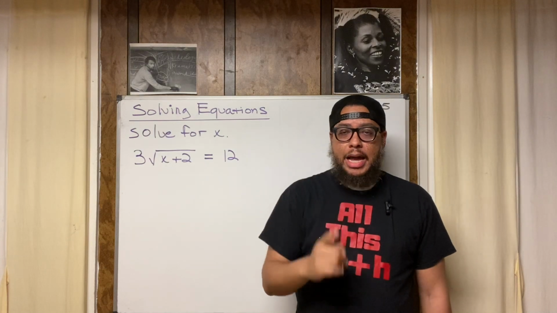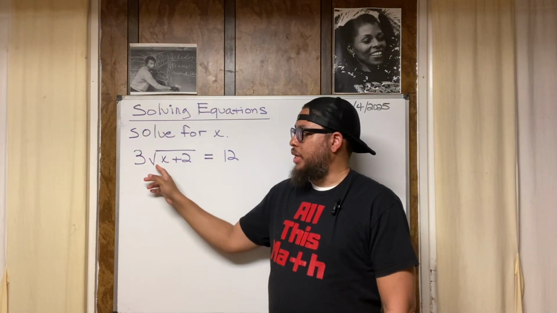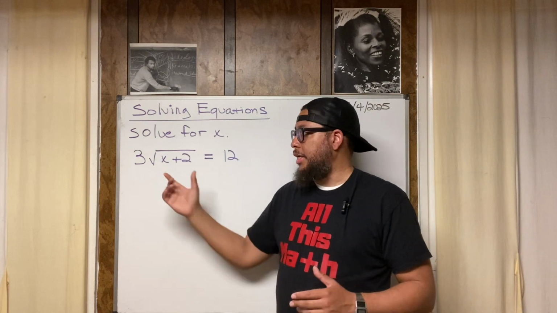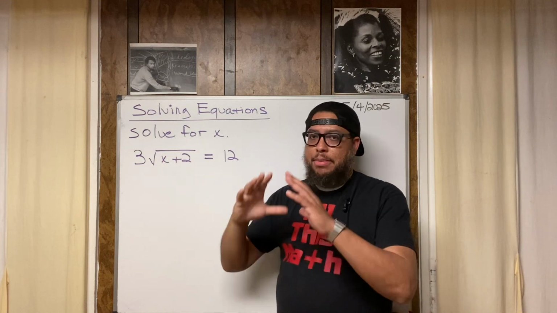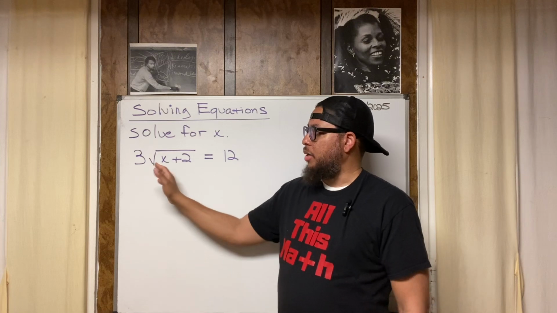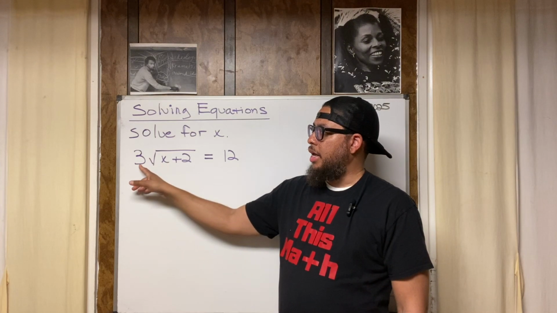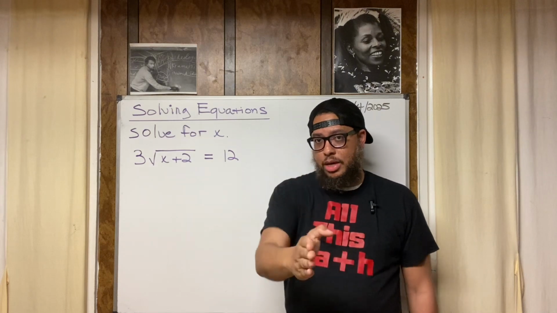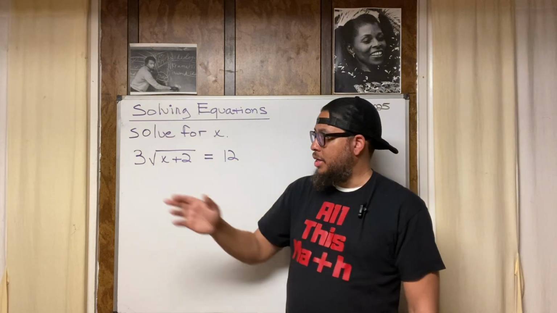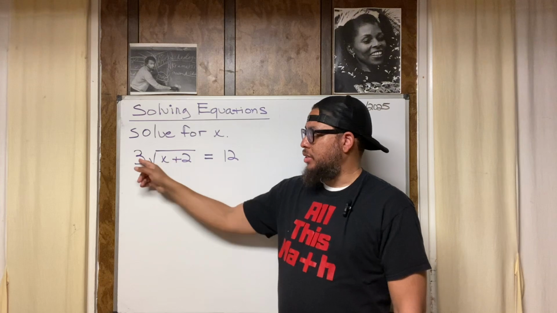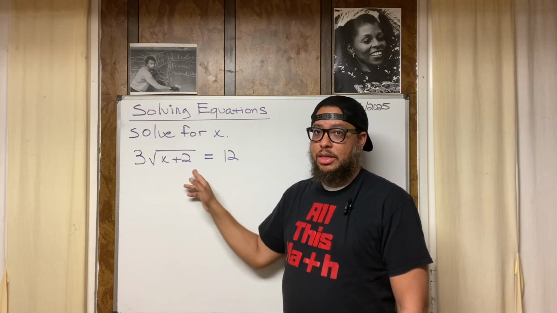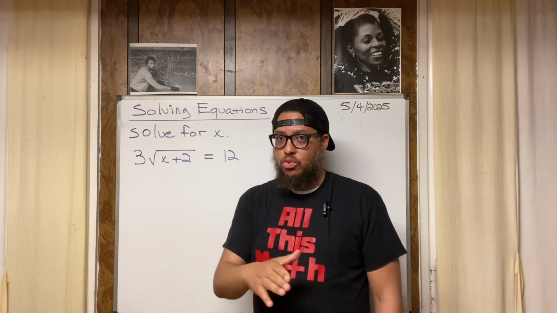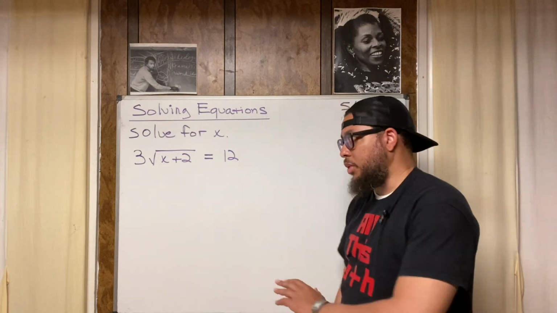Now, one thing that you cannot do is treat this radical sign like a set of parentheses. Even though it does encapsulate x plus 2, you can't treat it like parentheses and then decide to distribute the 3 to everything inside the radical. You cannot do that. Do not attempt to do that. You cannot multiply 3 by x and 3 by 2 and get the square root of 3x plus 6. Make sure you do not do that. I want to point that out to you. That's wrong. We're not doing that. But we do want to get rid of the 3.